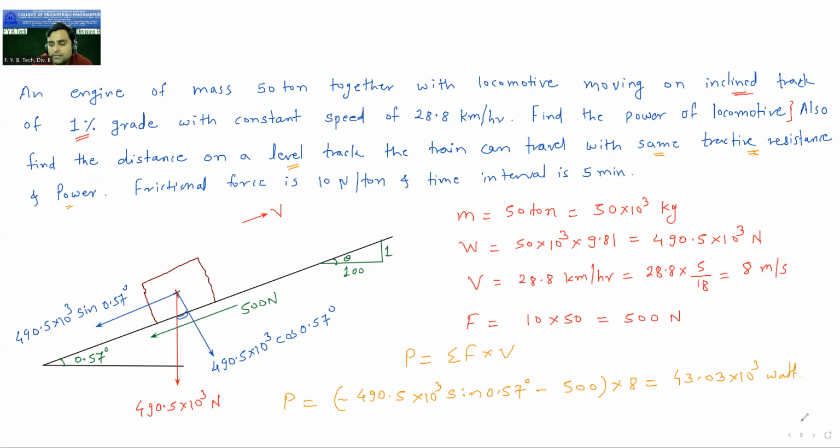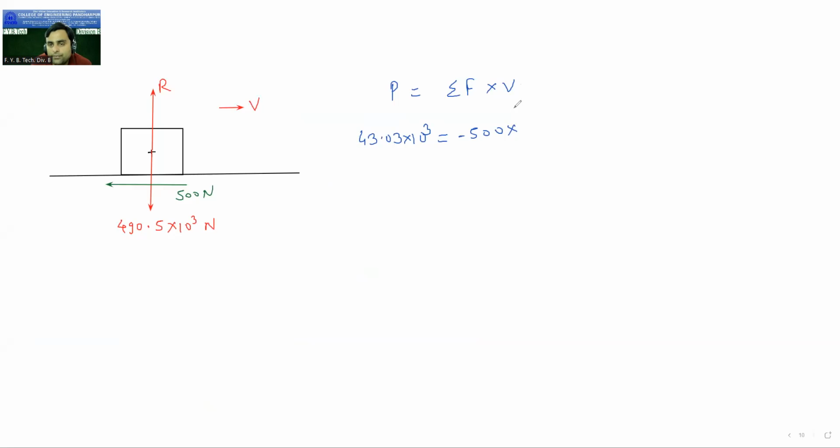So here velocity we can write as S upon T, distance upon time. Velocity is nothing but distance upon time, because we want to calculate the value of this S. This will be 43.03 into 10 raised to 3, which is equal to minus 500 into distance S divided by time, which is 5. Therefore, S is equal to displacement. Calculate the value.